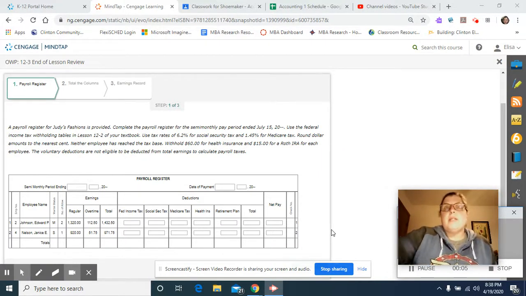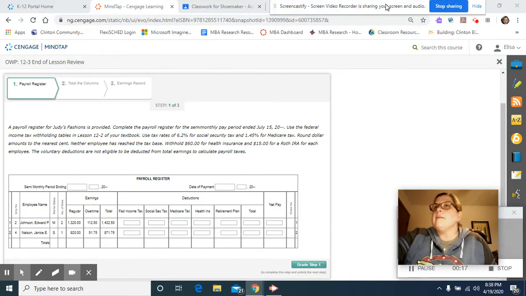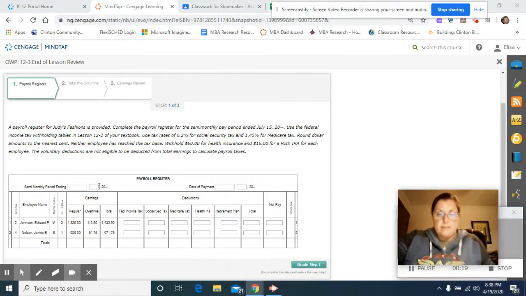There's three parts to this. So we're going to complete a payroll register, then we're going to total the columns, and then we are going to post to the earnings record. Okay, so that is the plan for 12-3.